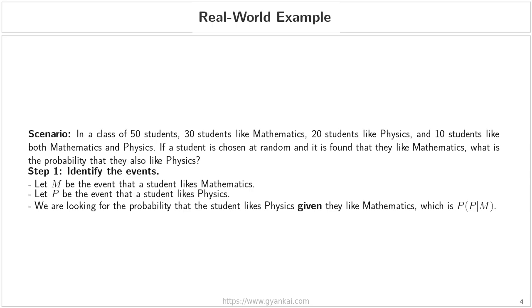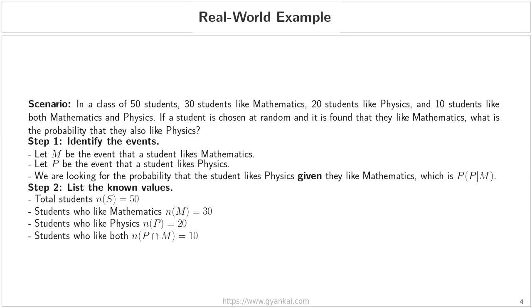Let's use M to represent the event that a student likes mathematics, and P to represent the event that a student likes physics. Because the problem tells us the student likes mathematics as a known fact, we aren't just looking for any student, we are looking for the probability of physics given mathematics. In mathematical notation, we write this as P of P given M.